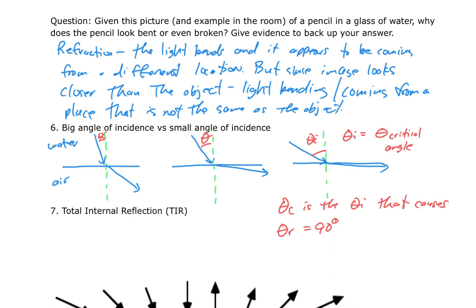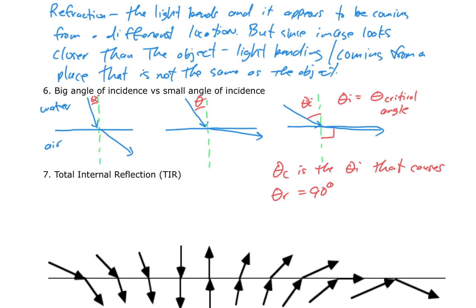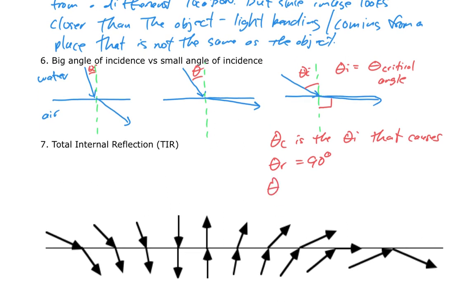So this angle right here, theta r, is 90 degrees. So theta critical is the theta I that causes theta r to be 90 degrees. Well, anything bigger than that, if theta I is greater than the critical angle, what's going to happen? We're going to see that when that occurs, we don't get refraction anymore, we get reflection.